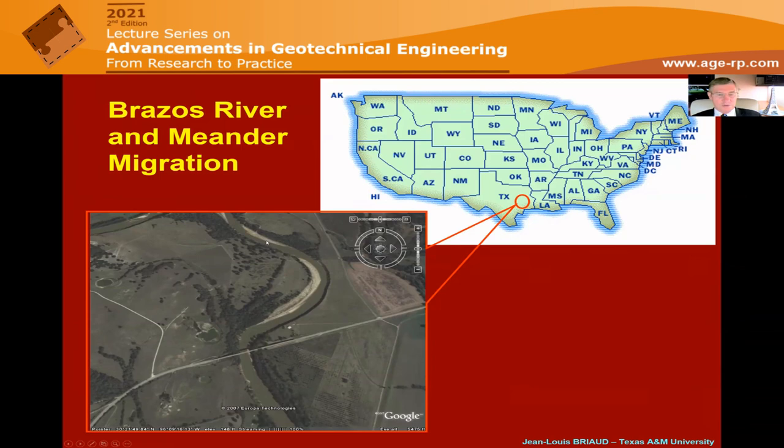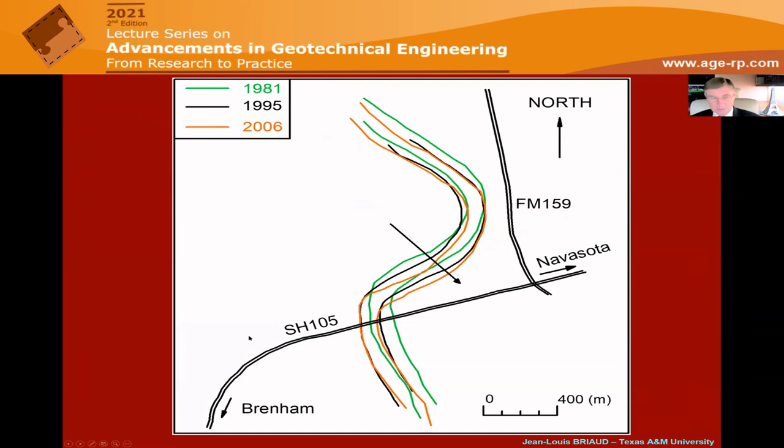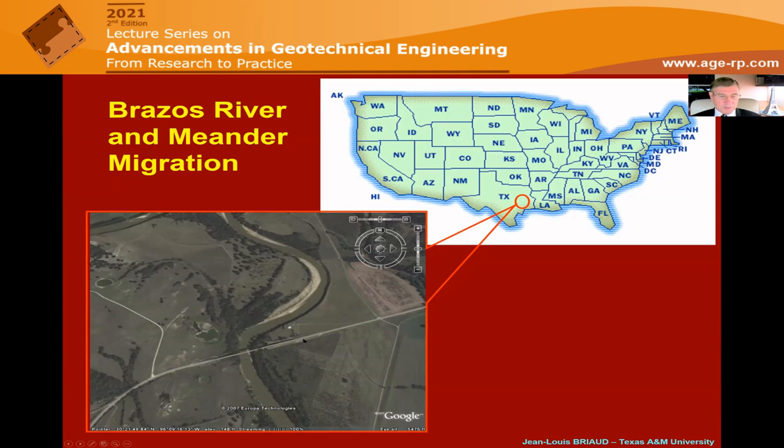And whoops, we're going too fast. The meander is here, and it comes back. And here's the bridge. The highway comes here. And the highway department, Department of Transportation, is worried because this meander is starting to move and approaching dangerously the embankment here. And they're thinking about relocating the bridge to buy some time. So they asked us to look at that and see what we thought about the problem.